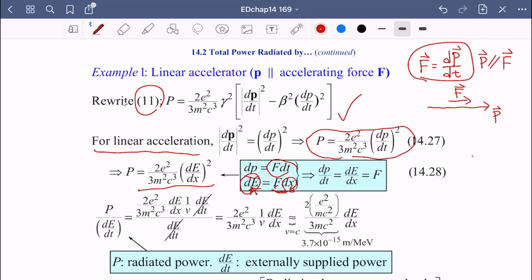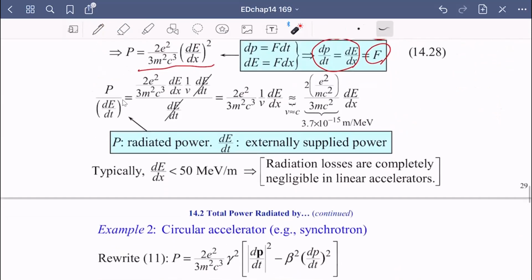So dP dt equals, if we equate, just a moment. dP over dt is force. dE over dx is force. Therefore, they all equal force. We can replace dP dt with dE dx. Oh, that's good.